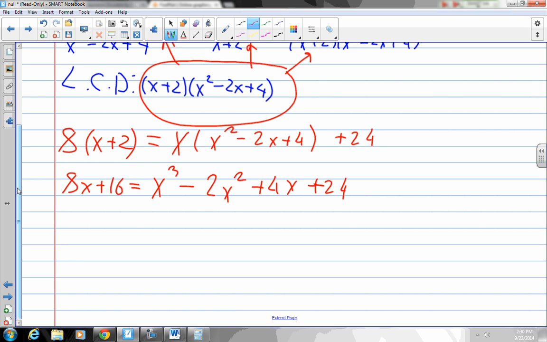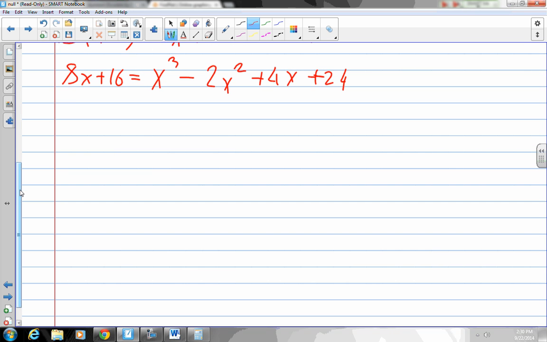Is that okay? Just opening up the parentheses. Now if I move everything to the same side, subtract 8x, subtract 16, we'll get x cubed minus 2x squared minus 4x, right? You subtract 8x from 4x, and then plus 8, right? You subtract 16, subtract 8x equals 0.